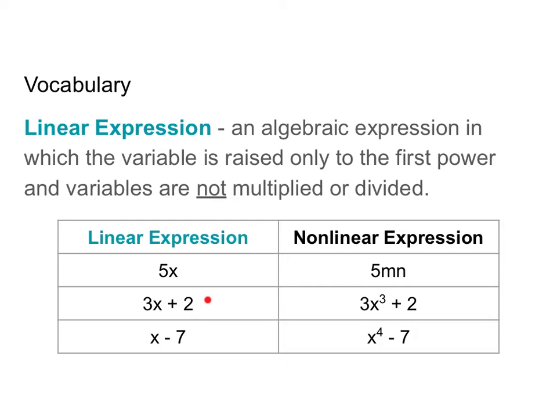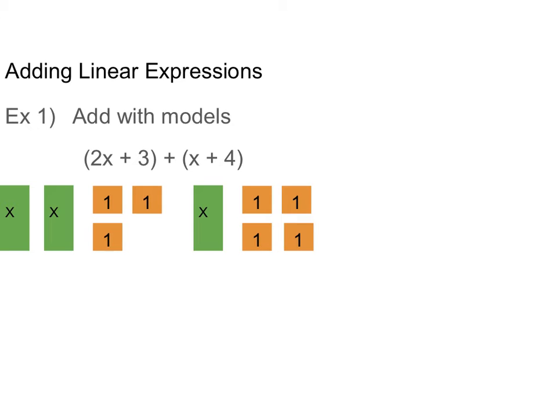So a linear expression would be 3x plus 2. And then x to the fourth minus 7 is non-linear because it's raised to the fourth power. You cannot have exponents on a variable in order for it to be linear. So x minus 7 would be a linear expression. So let's look at this example.